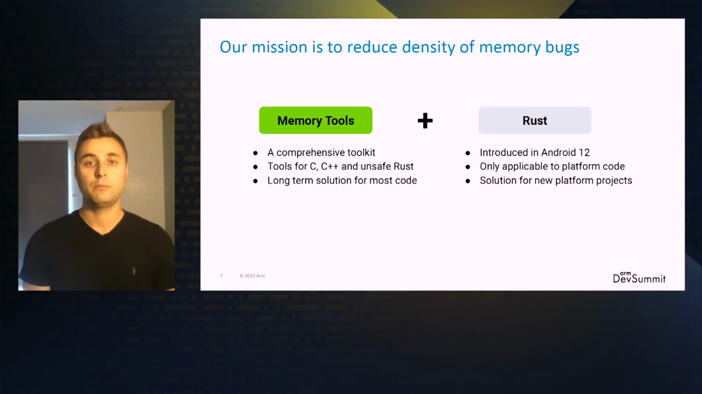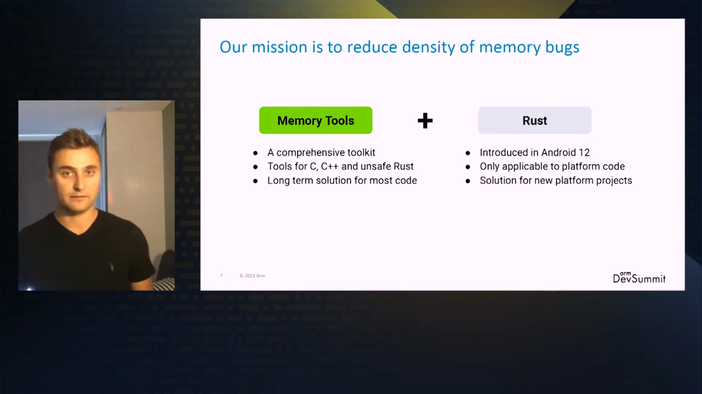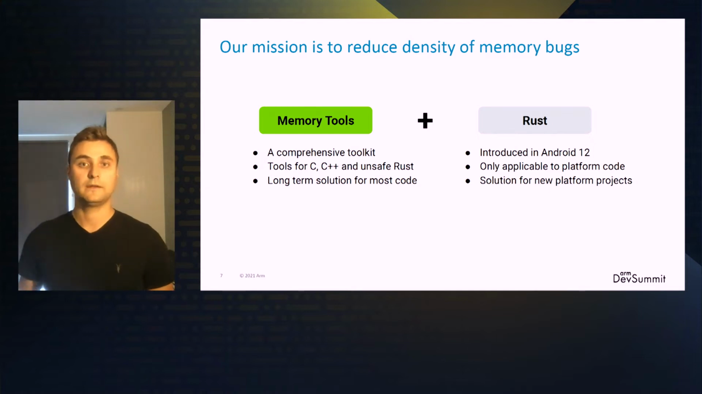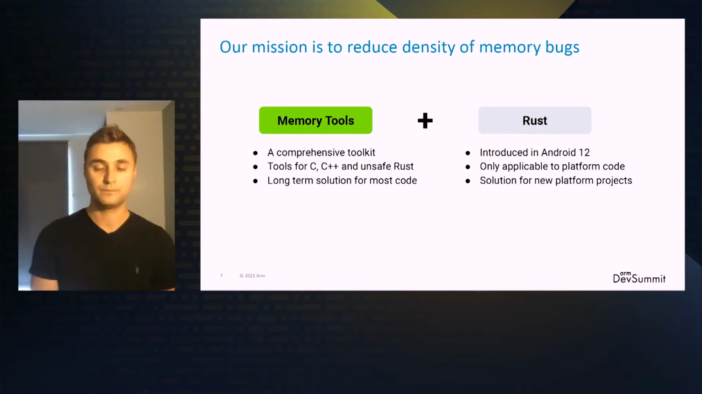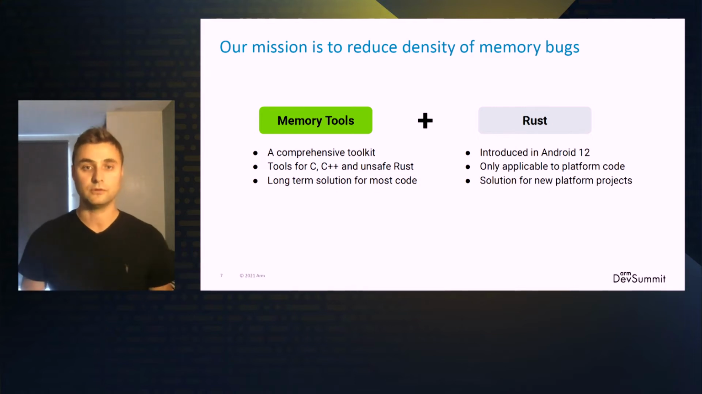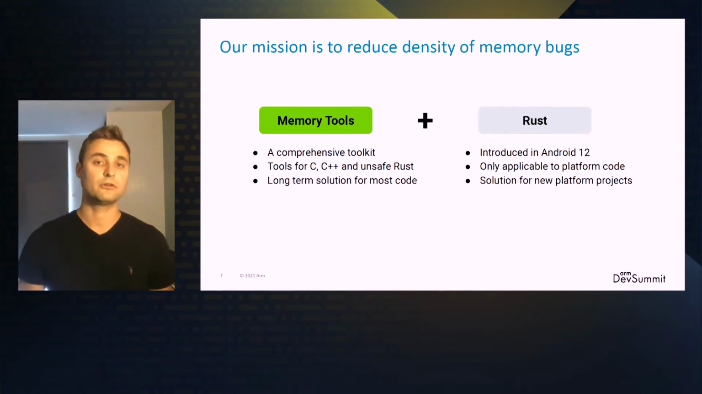So as I mentioned, our mission is to reduce the density of memory bugs in our codebases. Here, we're looking at the Android operating system codebase. We're looking at the codebase of vendors that deploy Android devices, but we're also looking at the codebases that application developers are using. For that, we're developing a set of tools that covers C, C++, and unsafe Rust, and is a long-term solution for most code.